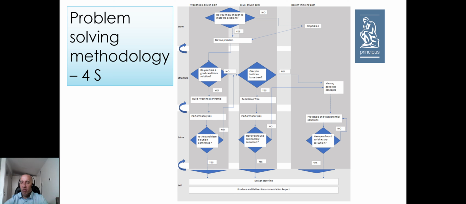State the problem after learning enough about it. This actually means to say when you don't know enough. This requires using empathy techniques.